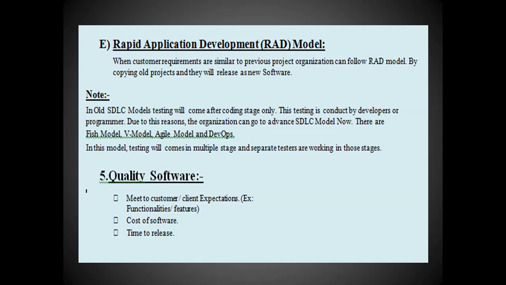They are the Fish model, V model, Agile model, and DevOps. In these models, testing comes in multiple stages and separate testers work in those stages. Those testers work at the client and customer expectation levels. When we call something quality software, it should meet the customer or client expectations, functionality-wise and feature-wise, cost of the software, and time to release. These three factors should be satisfied, and only then do we call it quality software.